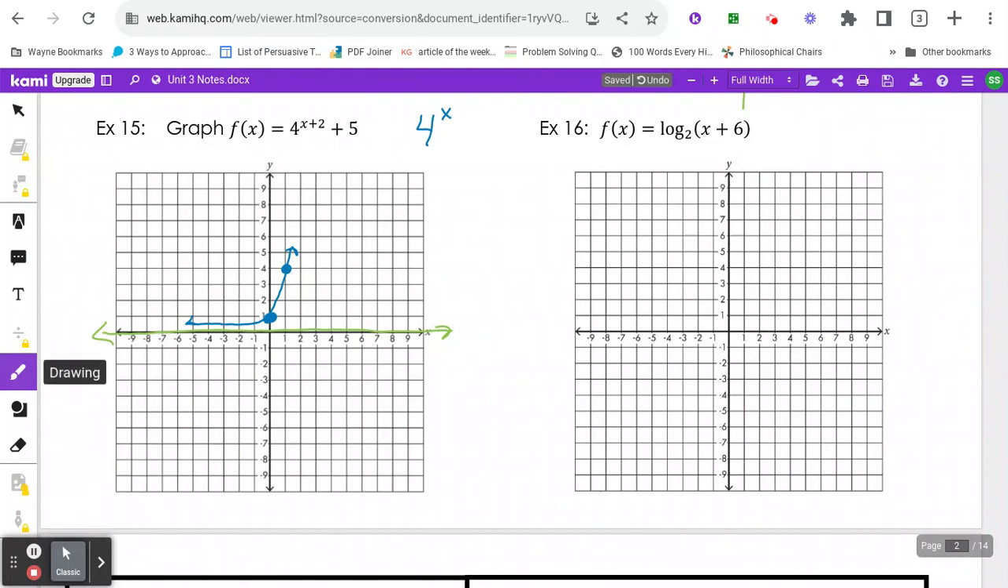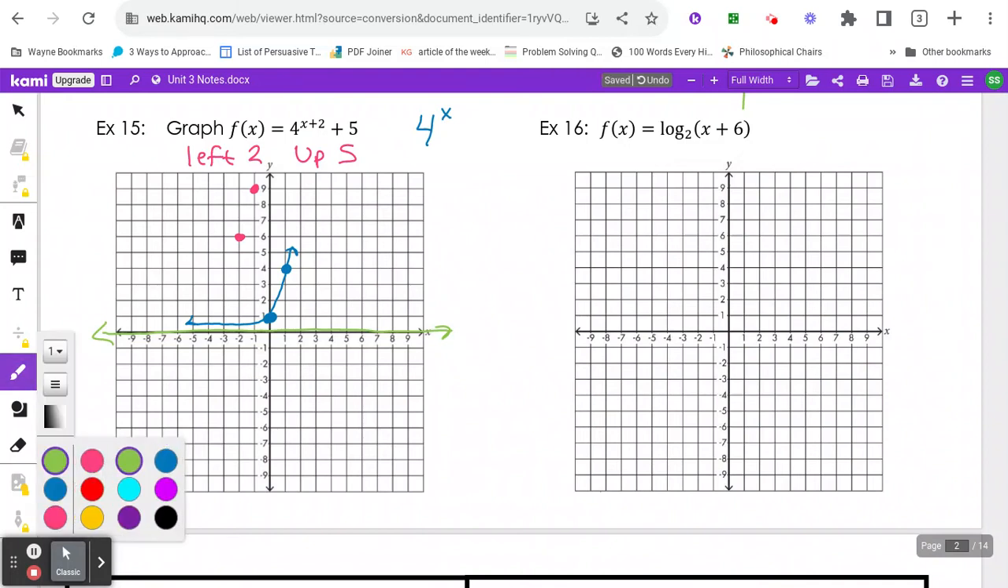Once you have the original drawn, then you can transform it. You can shift it. So plus 2 is going to move left 2, plus 5, up 5. So let's take our blue dots and move them left 2 and up 5. Left 2, up 5. Again, they should end up being the same distance apart.